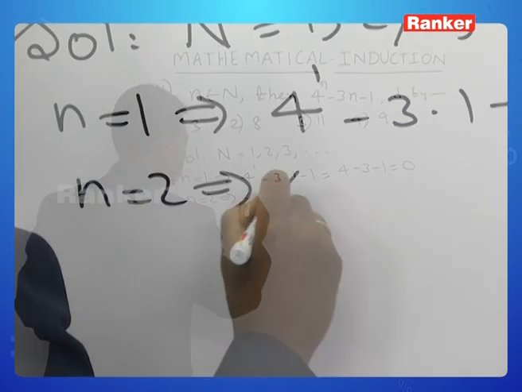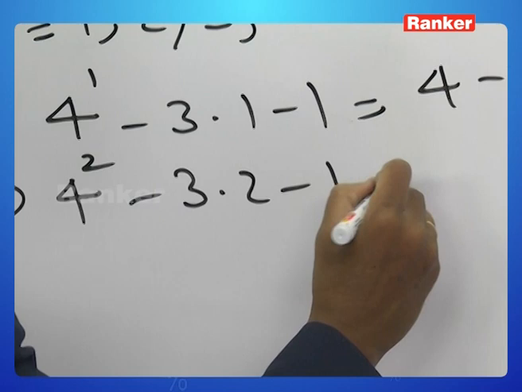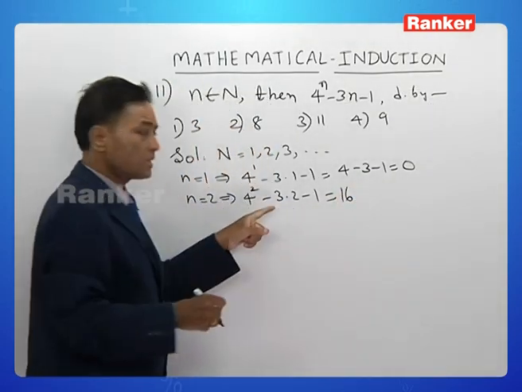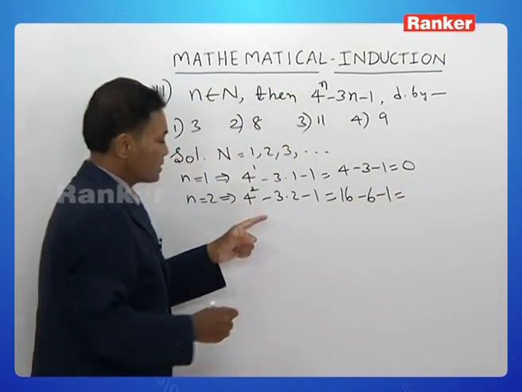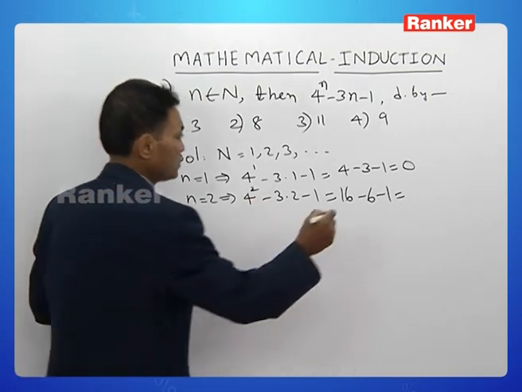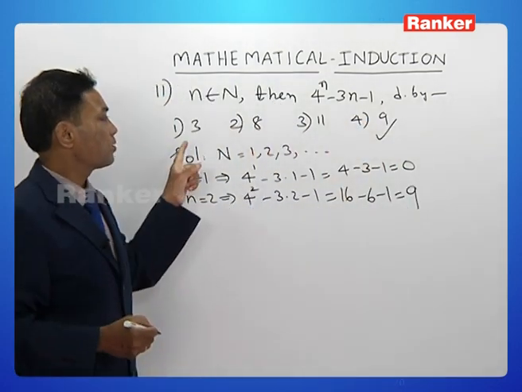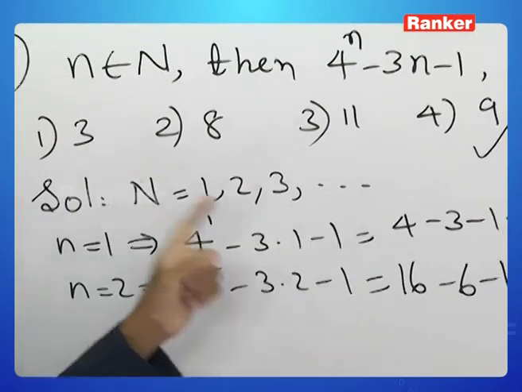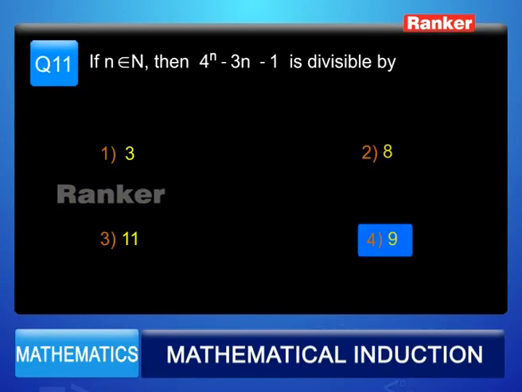N is equal to 2. 4 power 2 minus 3 into 2 minus 1. What is 4 square? 16. Minus 3 into 2? 6. And minus 1. So, 16 minus 7, 9. So, divisible by 9. Right? Of course, it is divisible by 3 also. Okay? When it is divisible by 9, divisible by 3 also. So, what is your right answer now? Fourth option is the right option. Every 9 multiple is 3 multiple.